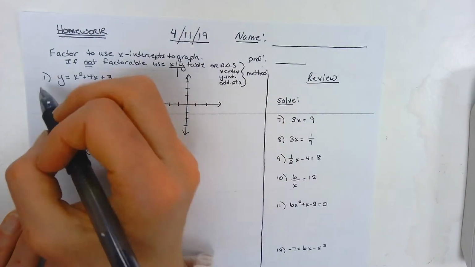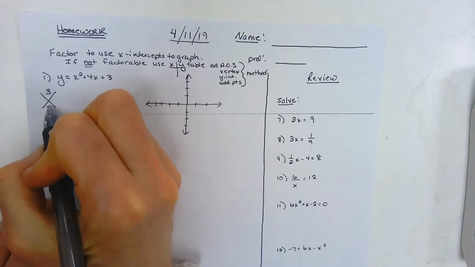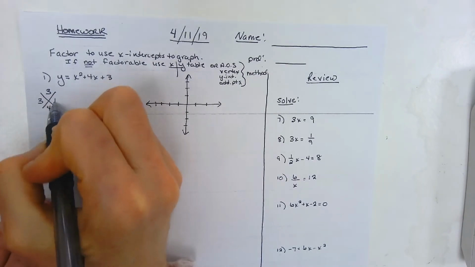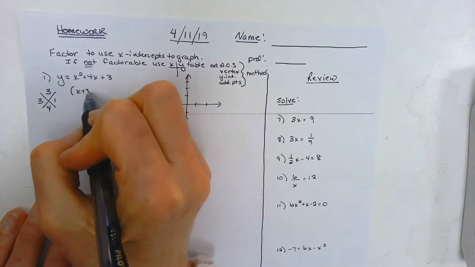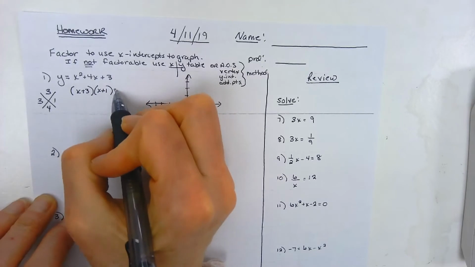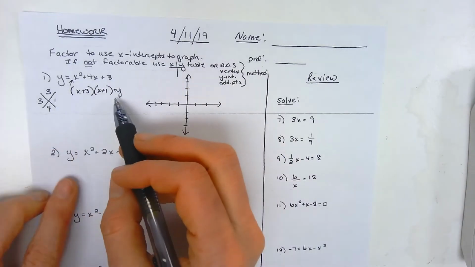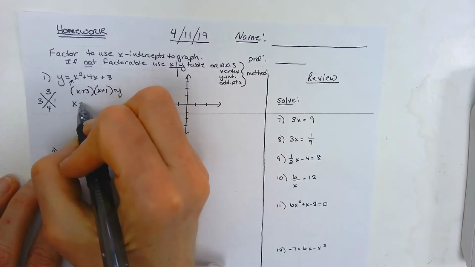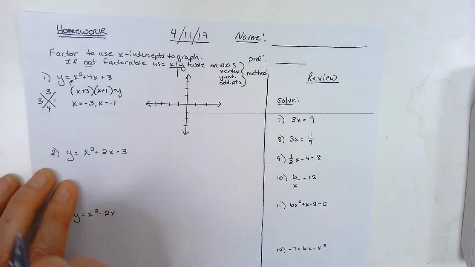Let me do it first by factoring to find the x-intercepts. 3 here, 4 here, and 3 and 1 here solves it. The factors are x plus 3 and x plus 1. I'm taking the factors right from the diamond because this leading coefficient is 1, so I'm taking a shortcut. So our x-intercepts are x equals -3 and x equals -1.